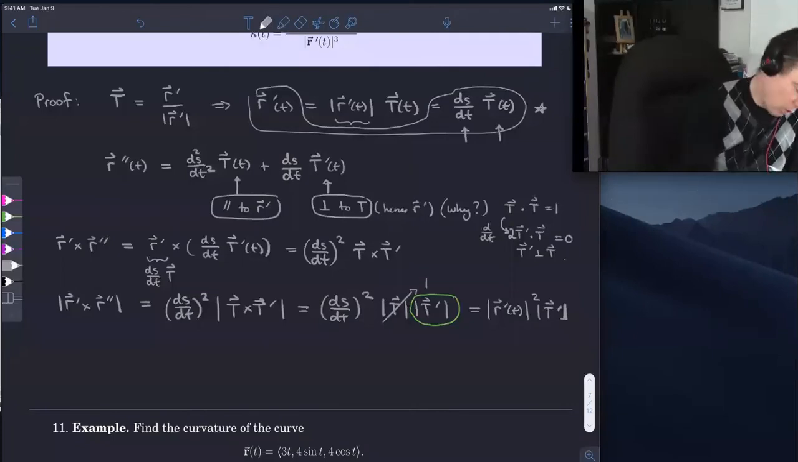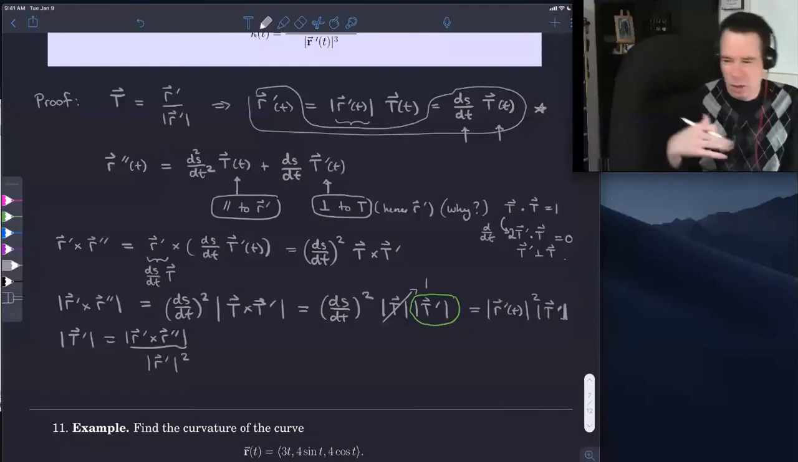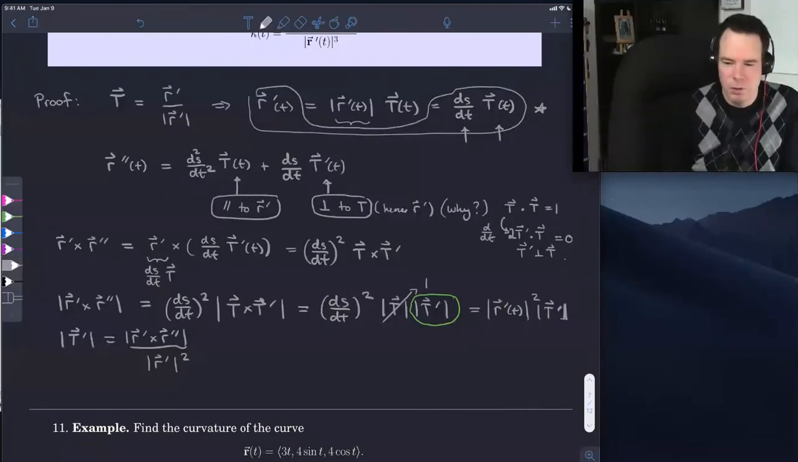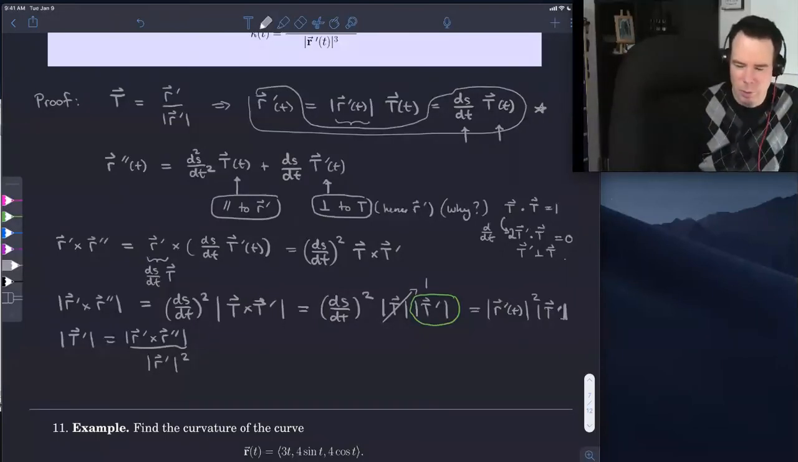We can now solve for it. So I get t prime is equal to r prime cross r double prime all over r prime squared. I'm leaving off the arguments, these are all functions of t, just because it's going to make it a little bit more cumbersome to write.